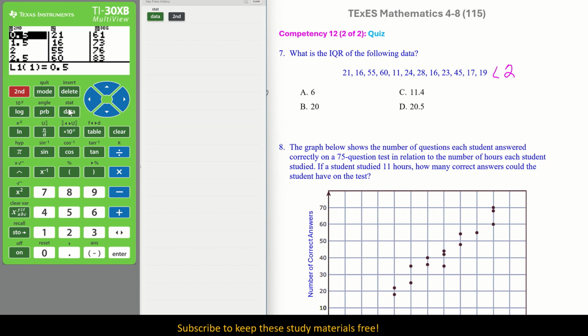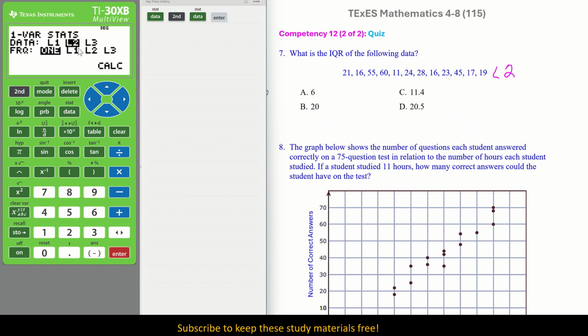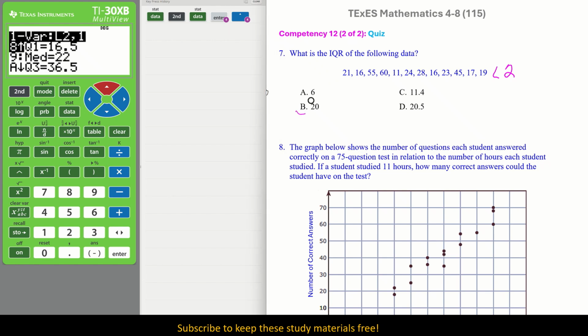All right, so second data, we still need the 1 var. And we have it on L2 and 1, which is what we need. So enter, and we need Q3 minus Q1. Arrow up till you see all of those. So 36.5 minus 16.5 is obviously 20. Now, if the value is actually larger, you would want to back out and enter that in your calculator instead of doing that in your head.